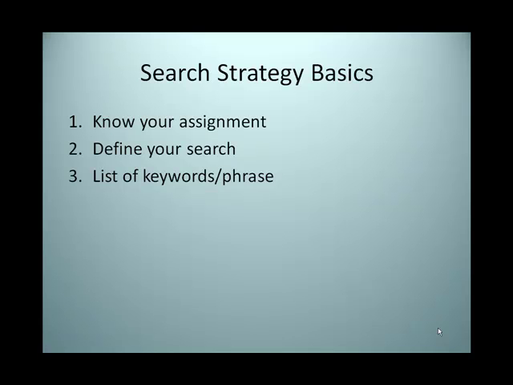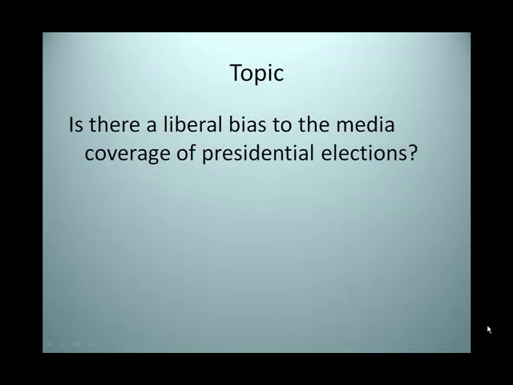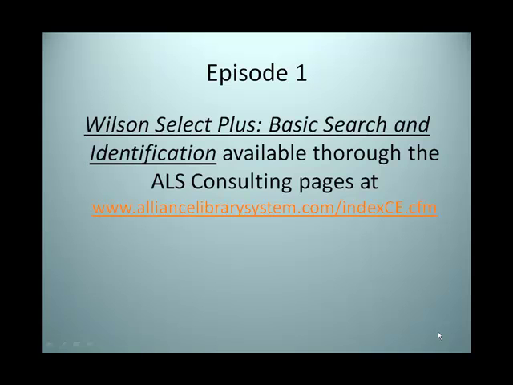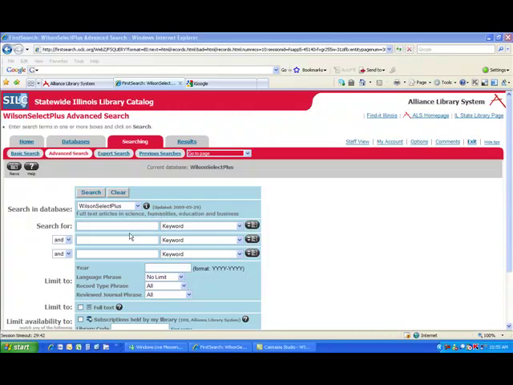As we look at Wilson Select Plus Advanced Search Features, let's imagine that we have an assignment. We have a 2 to 4 page paper with 4 sources that are needed, and at least 2 of those have to be magazines or journals. We can pick any topic, and I've decided on, is there a liberal bias in the media coverage of presidential elections? In Episode 1, we looked at the basic searching techniques for Wilson Select Plus. Now let's look at some of the advanced strategies.